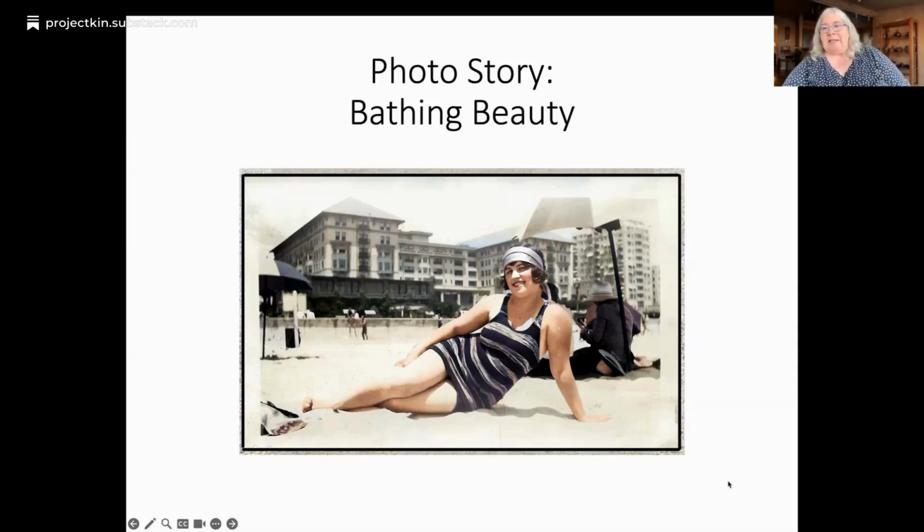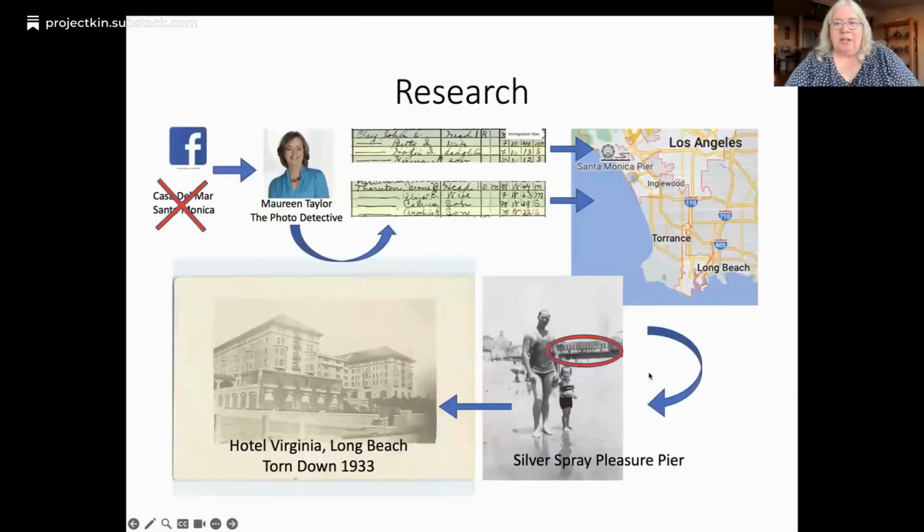So the next thing I did, and I'm going to switch to the next picture. So I started doing some more research. The first thing I did was I asked my Facebook friends. I put the picture on Facebook, and I said, does anybody recognize this? Especially my Southern California friends. And it didn't take long for a couple of them to say, oh, we for sure know what that is. That's the Casa del Mar in Santa Monica.